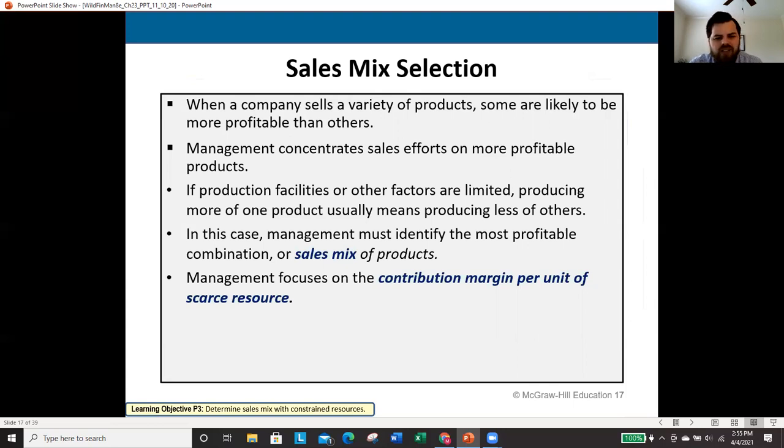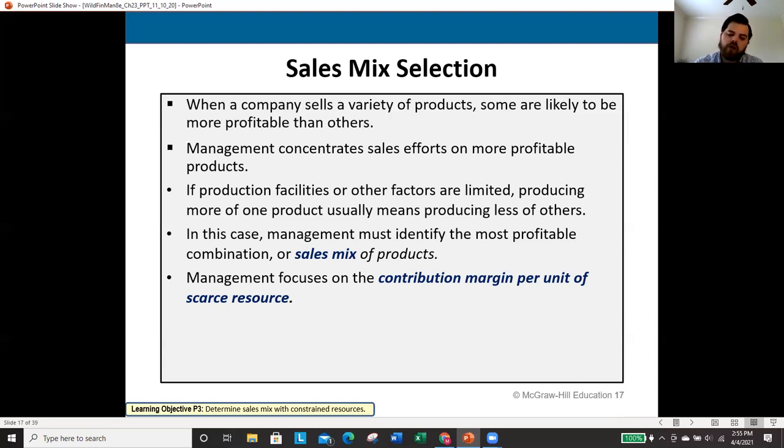But how do we define most profitable? Is that just the highest amount, or is that maybe something else? Maybe what I'm really looking for here is to see that I'm not just generating the highest absolute amount of profit, but the highest profit per unit of constrained resource. So in this case, if production facilities or other factors are limited, producing more of one product, of course, will mean producing less of others. In this case, management will need to identify the most profitable combination or sales mix.